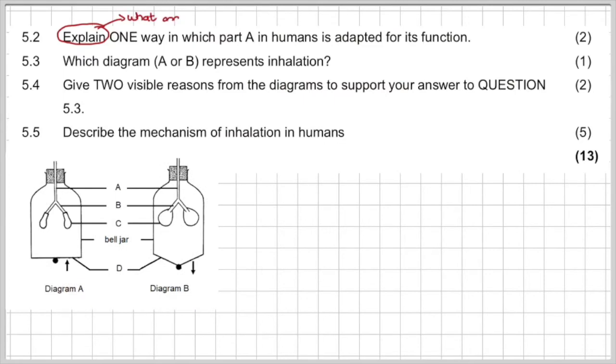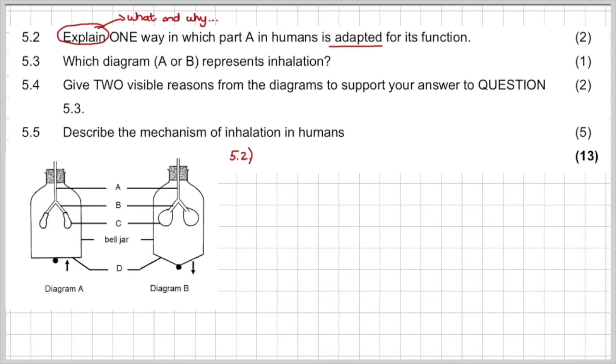Right, now 5.2. Here's another explain question, and I love these questions because they actually test us to a different level of understanding. Now, explain is the action word that requires of us to identify the what and the why of the question. And it says explain one way in which part A in humans is adapted for its function. Now, what was part A again?